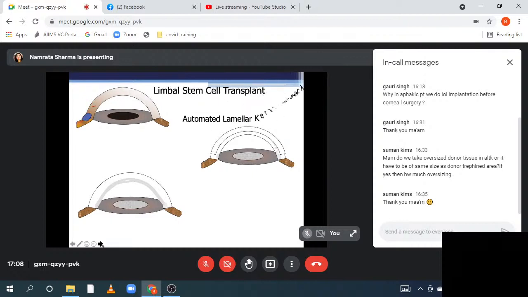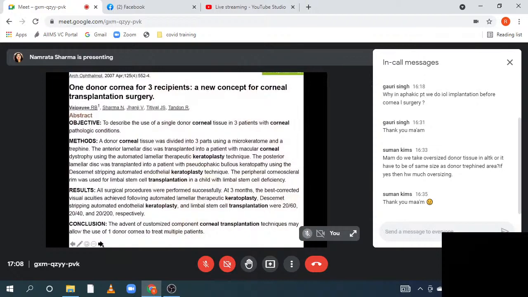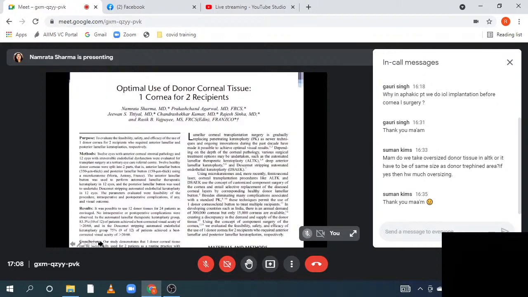So one cornea, Dr. Radhika also said, can be used for 3 recipients. This we published way back in 2007 for DSEK, ALTK, and for limbal stem cell transplantation. One donor cornea for 3 recipients. Use one cornea for 2 recipients, that is ALTK and DSEK.